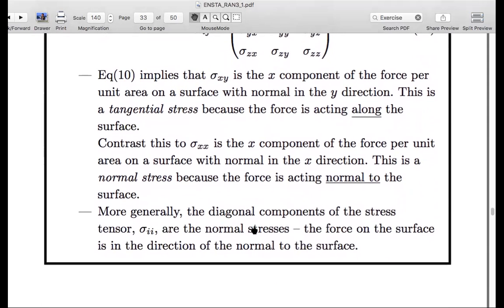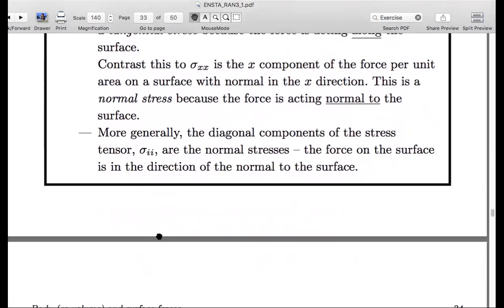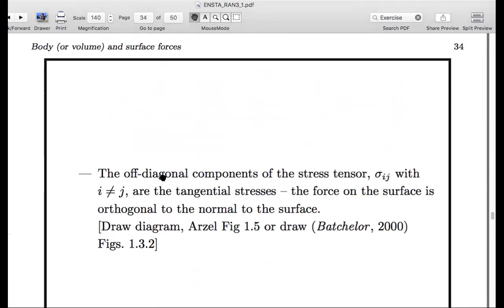Okay, so I can refer succinctly to the diagonal components of the stress by sigma ii. So I have a repeated index there, but I don't mean that you do a sum. I just mean when the row index equals the column index, then we're talking about a normal stress. And then these off diagonal components are when i is not equal to j. Those are the tangential stresses.